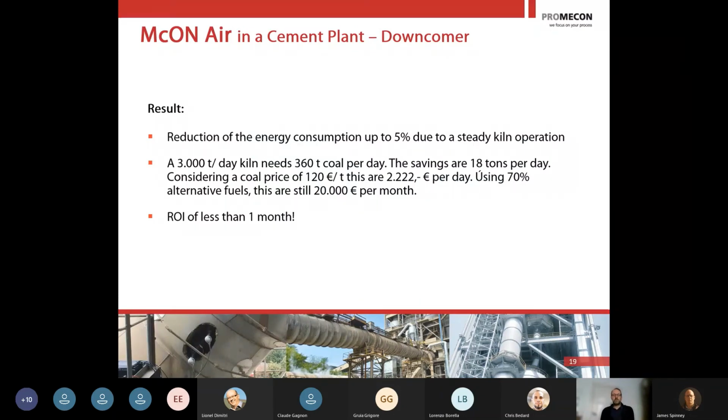A 3,000 tons per day kiln needs about 360 tons of coal per day. So the savings could be 18 tons per day, considering a coal price of 120 euro per ton. It's around 2,000 euros per day. If you're using 70% alternative fuels, it's still around 20,000 euros per month. So applied with the right kiln master control, you have ROI times which can be counted in months.